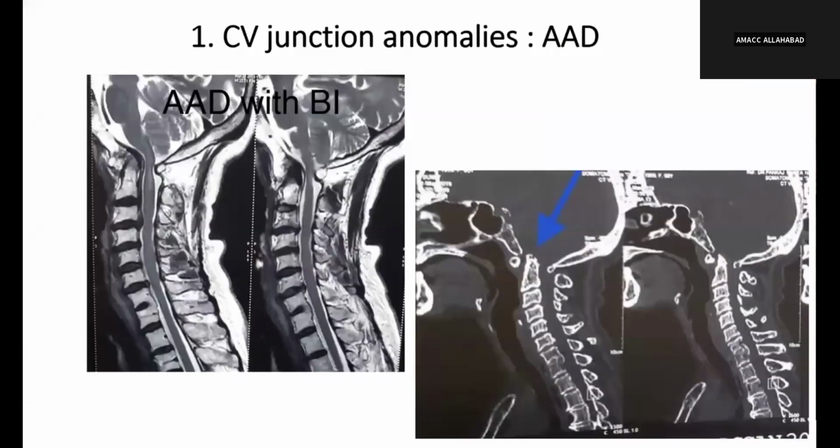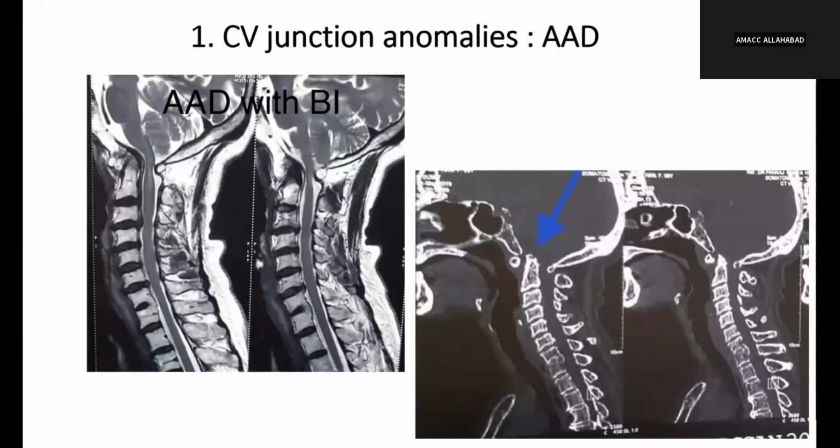So this is the first case of atlantoaxial dislocation with basilar invagination. Usually it is a congenital anomaly. It is found in children, but usually it presents in adult age in 20s, 30s, or 40s after some trivial trauma or fall. Patients usually present with quadriparesis.